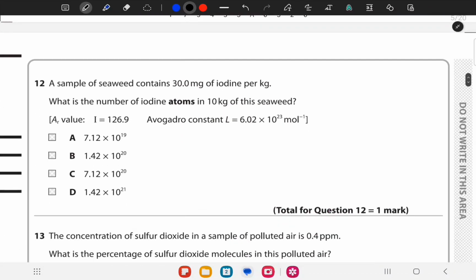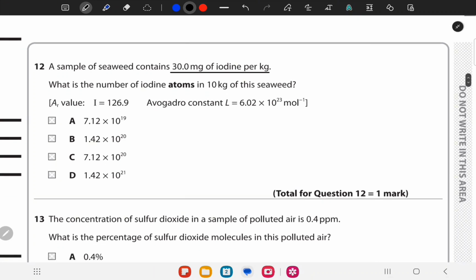Now moving to question 12. We are given a sample of seaweed which contains 30 milligram of iodine per kilogram. We have to calculate the number of iodine atoms in 10 kg of this seaweed.